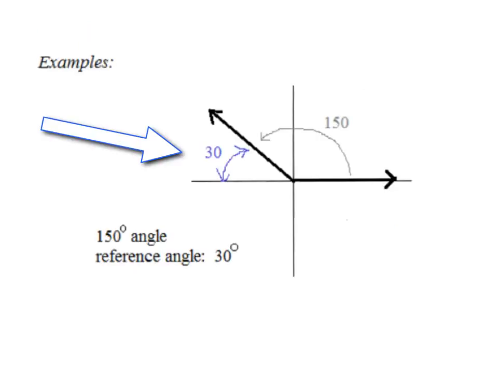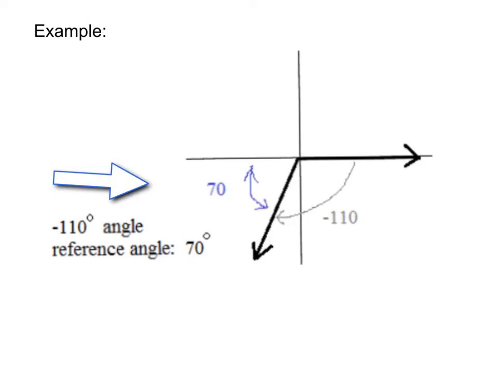Here's another example. For a 150-degree angle in standard position, the terminal side falls there. And the acute angle it makes to the x-axis is 30 degrees because it's close to the 180 side of the x-axis. 180 minus 150 is 30 degrees.